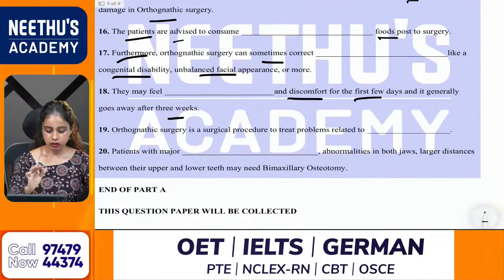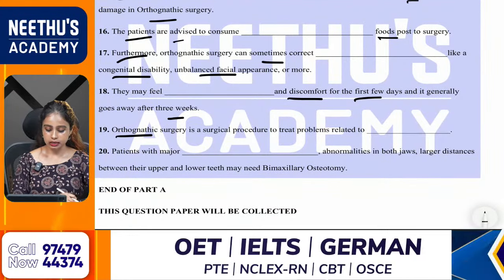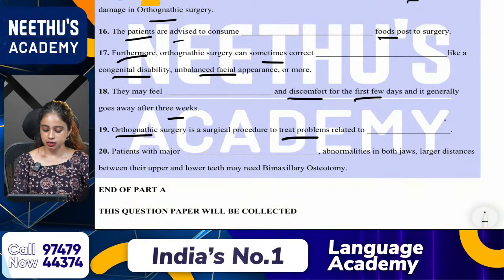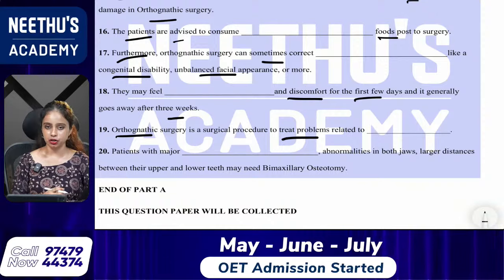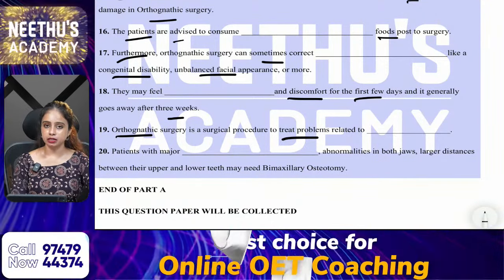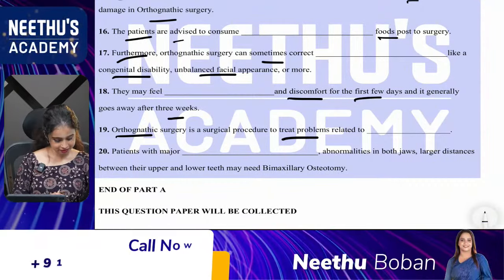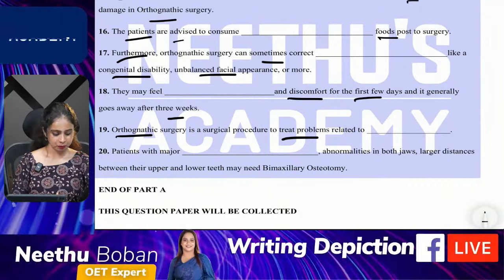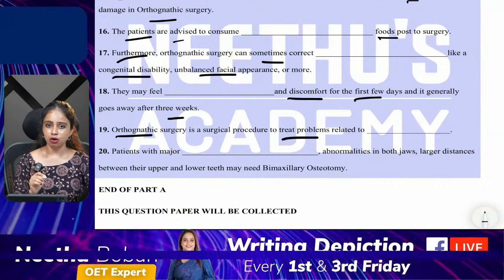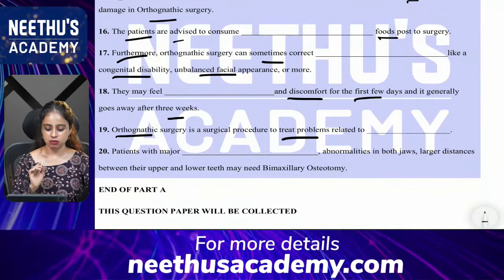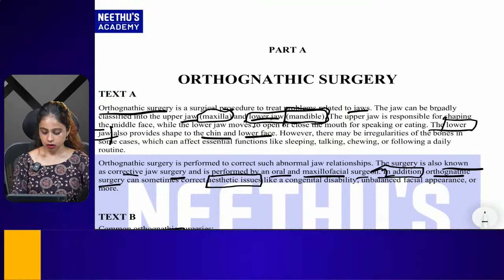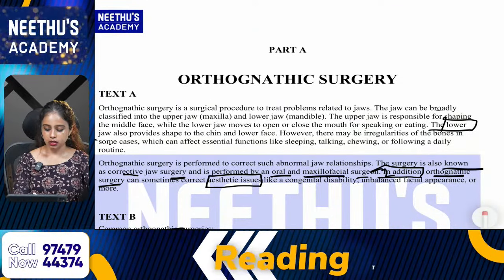Okay. Then the second last question. Orthognathic surgery is a surgical procedure to treat problems related to dash. What is that missing word? Any idea? Very good, Reshma. Answer is jaws, J-A-W-S. And that J should be in small letter. Don't write that J in caps. It is J in small. Which is mentioned in the first line of the first text.